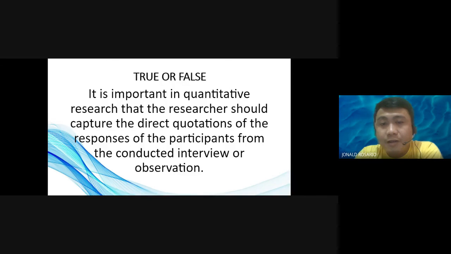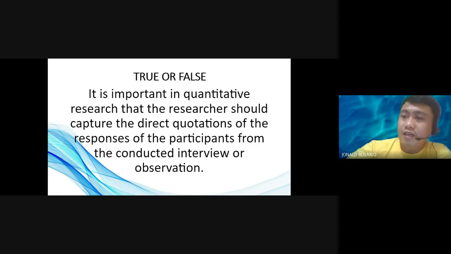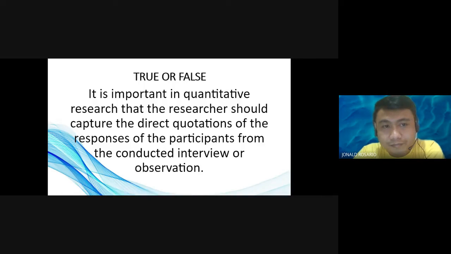Okay, so the correct answer for that is, of course, false, no? So that's false, no? Very good. So, lahat kayo correct. It is important in quantitative research that the researcher should capture the direct quotations of the responses of the participants from the conducted interview or observation. So, ano ba dapat ang tama dyan?